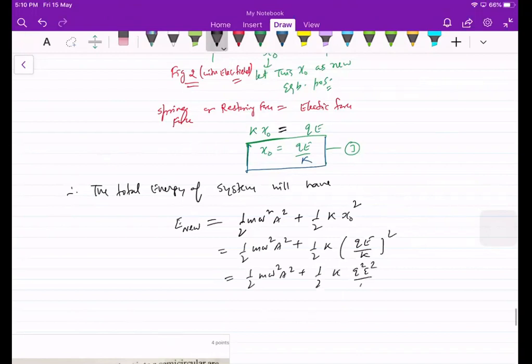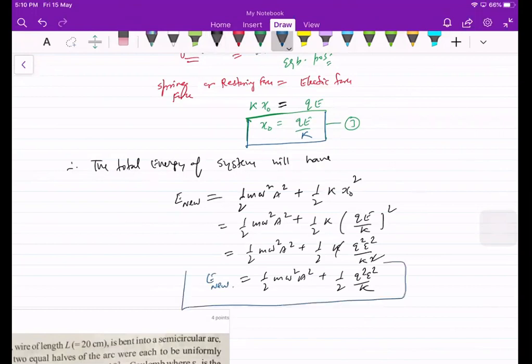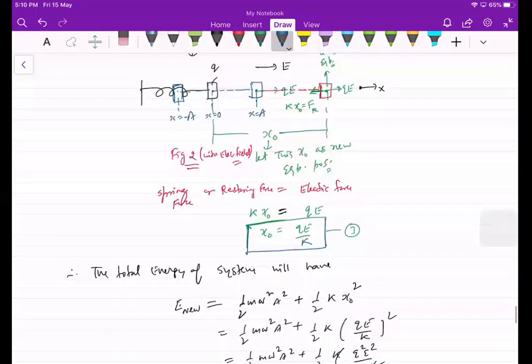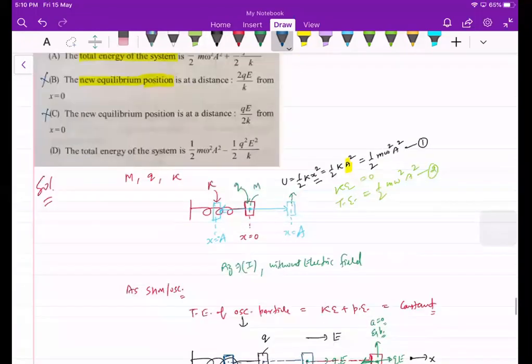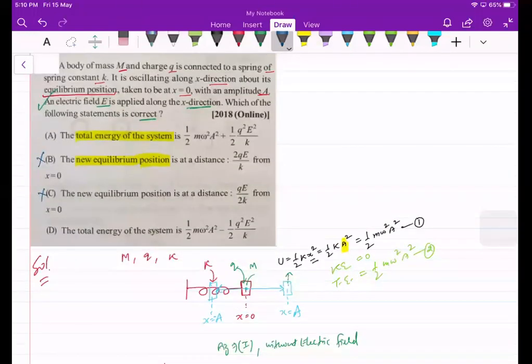Q square E square by K square cancels. So half m omega square a square plus half Q square E square by K. So this is the new energy after applying the electric field. So we just go for matching. This matches with the situation we have in option A. You can see this portion is just added here.